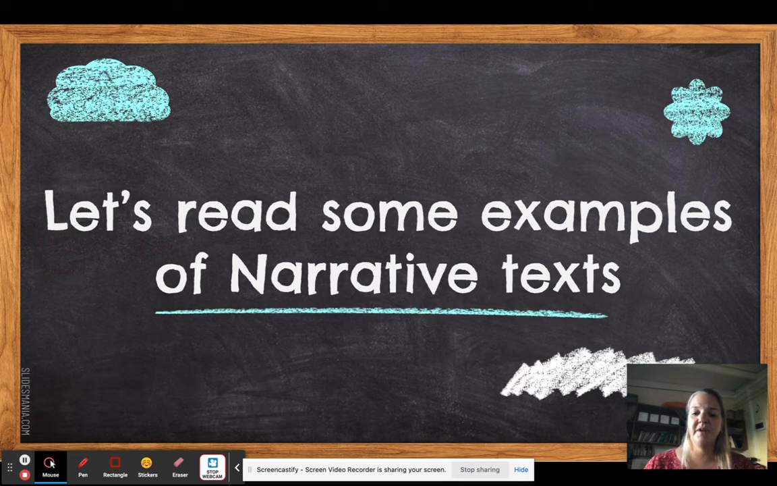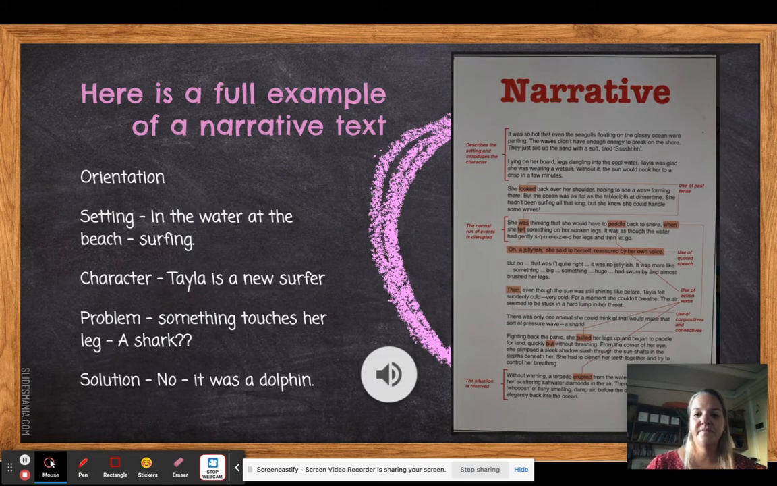So from here, we're going to read some examples of narrative text. On the following pages, you can pause the video and read the text, or, for example, on this page here, there's this button here, and you can click on that button and it will play a recording of me reading that text for you. For this one here, it's quite good to just stop and have a look at what is the setting, who is the character, what is the problem, and what was the solution.